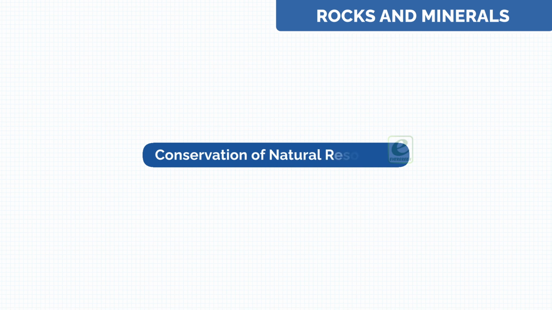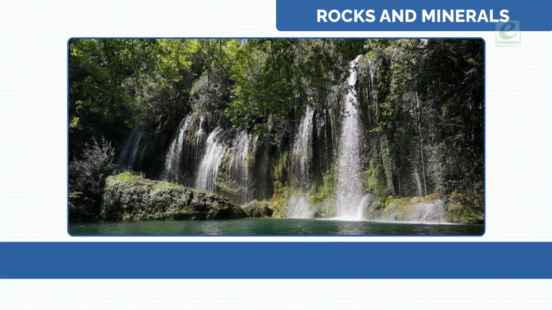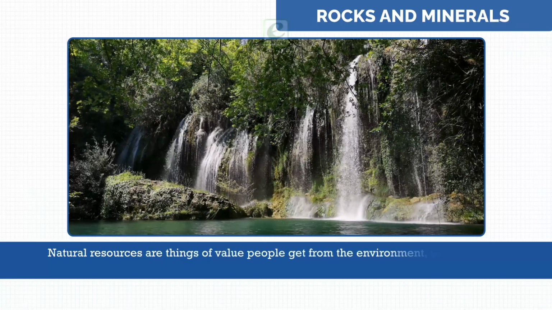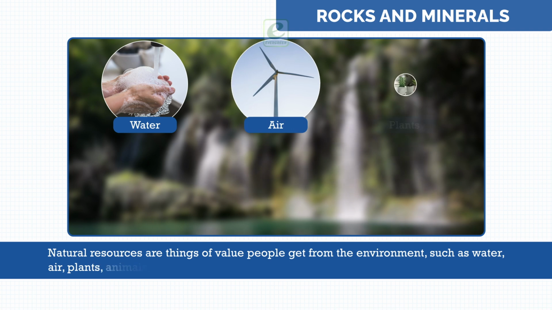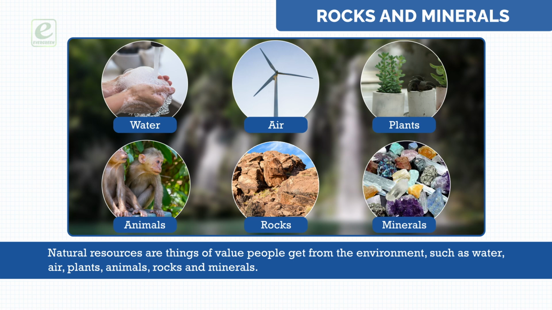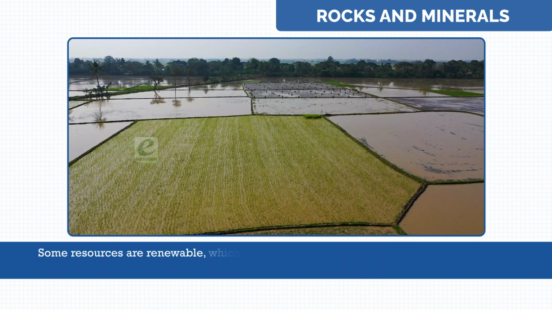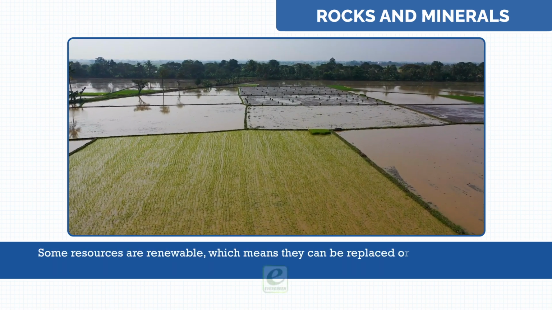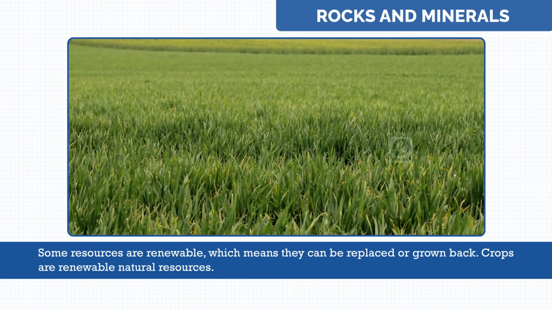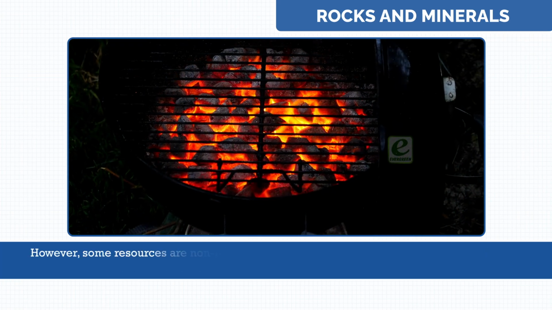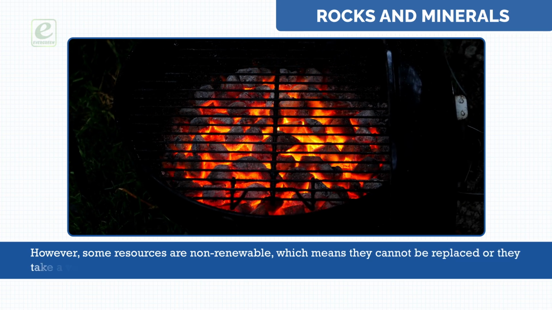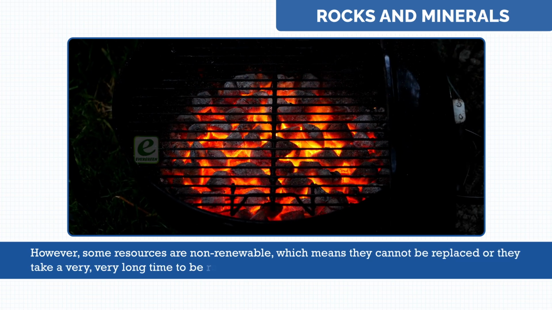Conservation of natural resources. Natural resources are things of value people get from the environment, such as water, air, plants, animals, rocks, and minerals. Some resources are renewable, which means they can be replaced or grown back. Crops are renewable natural resources. However, some resources are non-renewable, which means they cannot be replaced or they take a very long time to be replaced.